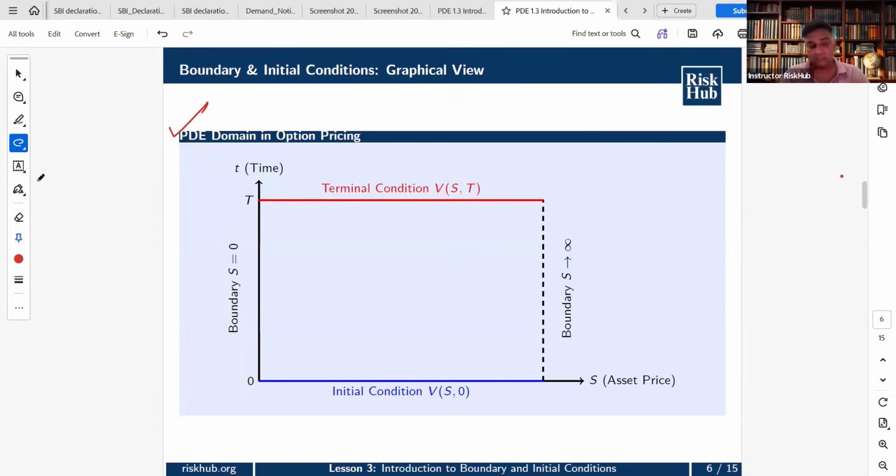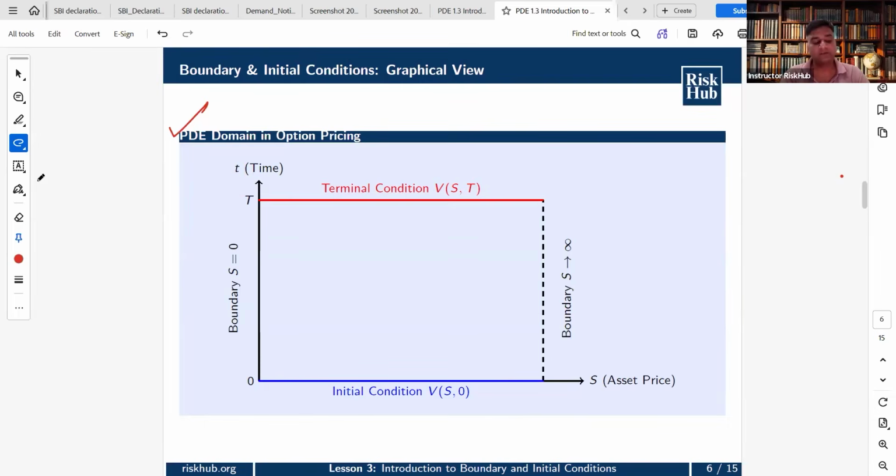What each edge means: the top edge, T equal to T, is the terminal condition V(S, T) equals max of S minus K and 0. Left edge, S equal to 0, boundary condition V(0, T) equals 0. Right edge, S tends to infinity, boundary condition V(S, T) is equal to S minus K e to the power of minus r(T minus t). Bottom edge, t equal to 0, is the current value, the final result we want.